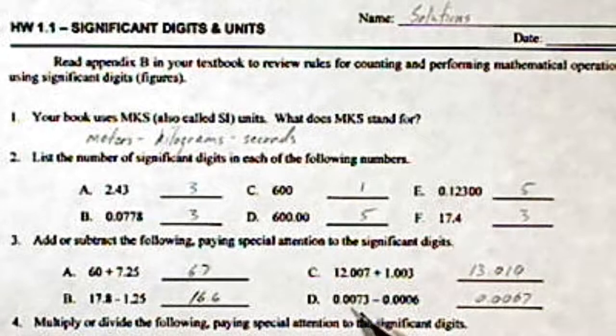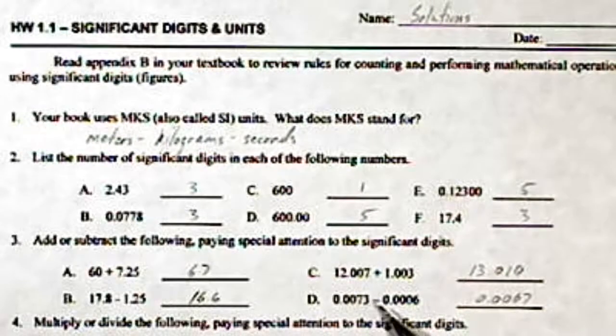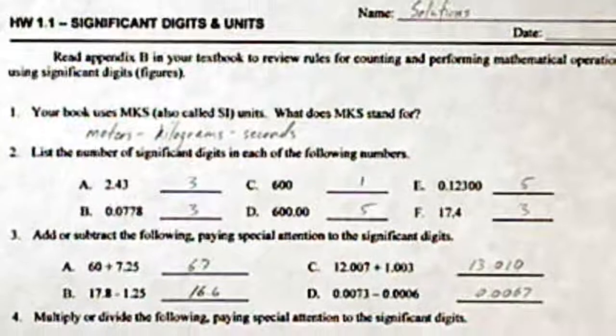Likewise here, we have 4 decimal places in our first digit, 4 in our second, so we need 4 in the answer. We're not rounding because this one has 2 significant digits, and this has only 1. We're keeping the same number of decimal places.